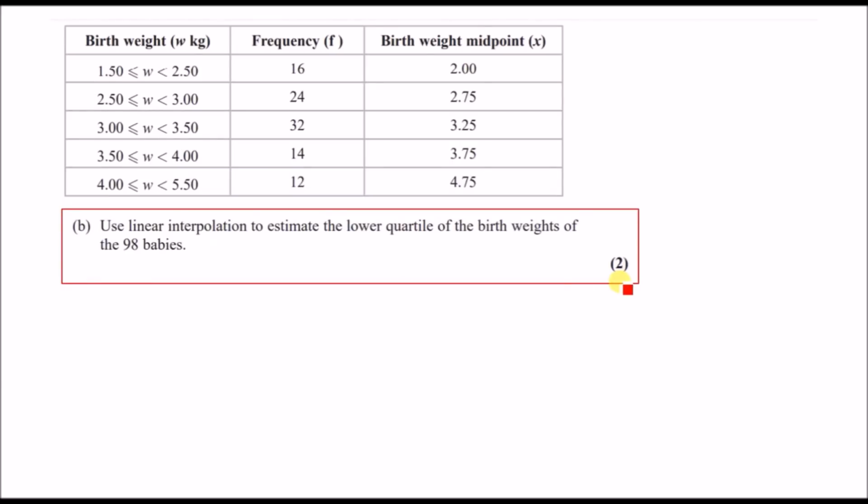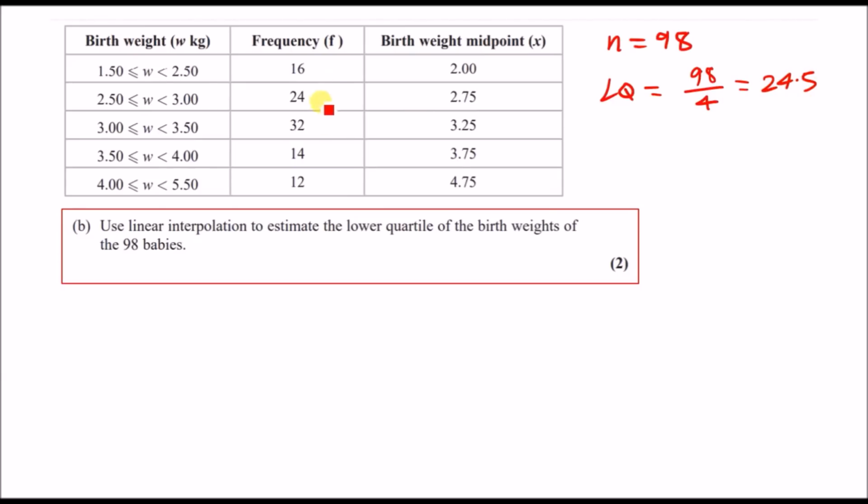All right, part B now. Here we need to use linear interpolation to estimate the lower quartile of the birth weights of the 98 babies. Let's recall that firstly we had 98, so n equals 98. The lower quartile of a data set is always 1/4 of the sample size, so it'll be 98 divided by 4, and 98 divided by 4 is 24.5. So we're looking at the 24.5th baby.